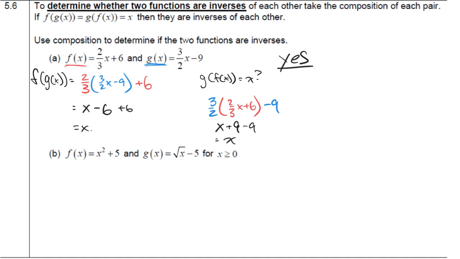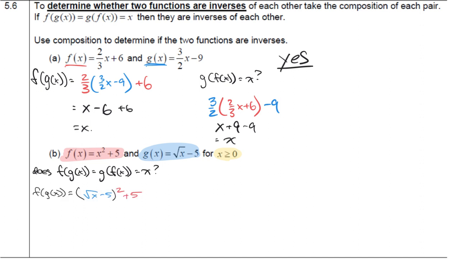Yay. Now let's try the next one, and we'll do the same thing. We'll color code our functions so we can see when and where they're being plugged in. You notice we put a domain restriction here because we have a radical and we also have an x squared. So let's write them out. I put the parentheses in black, but the 2 is red because that is part of the f of x function. This whole thing used to be x, is now g of x. That's why it's in blue. So I've substituted x with g of x, squared it, and then added 5.